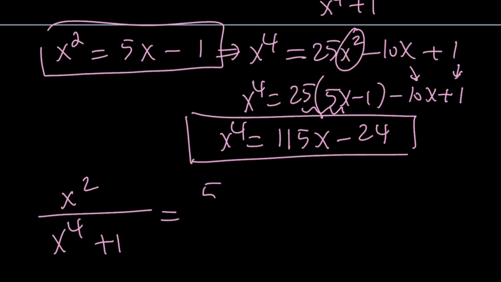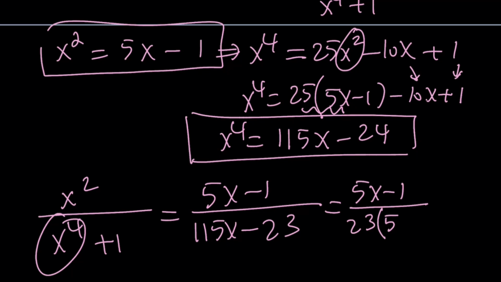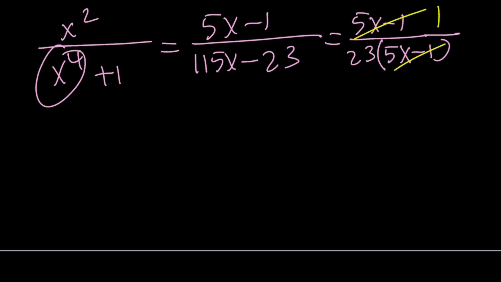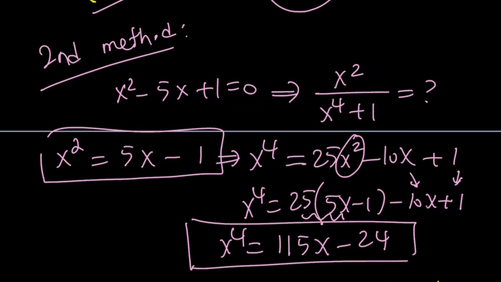x squared is going to be replaced with 5x minus 1. x to the fourth is going to be replaced with 115x minus 24, plus 1 is going to give us minus 23. Make sense? Hopefully it does. Now we can do the same thing. Factor out 23, and now we can write this as 5x minus 1. 5x minus 1 cancels out, leaving us with 1 over 23 as the answer, right? So based on the given, this quantity equals 1 over 23 as we found out before.